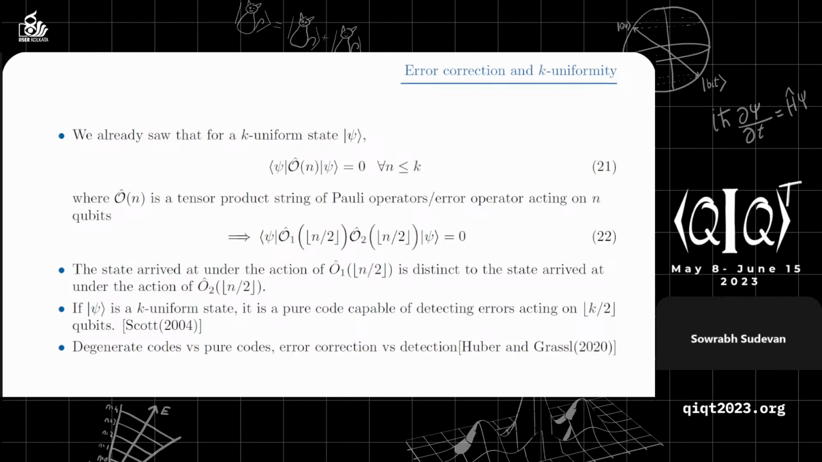Now this equation 21, you can rewrite it as, let's say, O(n), some operator acting on n qubits, can be written as some operator O1 acting on n by 2 qubits times some other operator O2 acting on n by 2 qubits. And now what we have is some operator O1 acting on n by 2 qubits on psi is orthogonal to some operator O2 acting on n by 2 qubits on psi. So these two states are orthogonal.